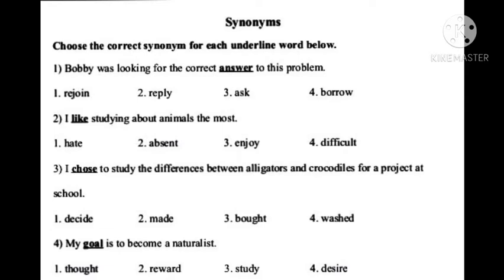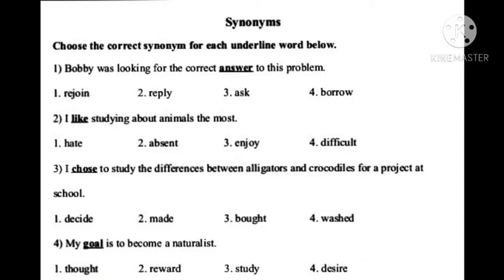I like studying about animals the most. In this sentence, the word like, is it hate, absent, enjoy or difficult? If you observe everything, like studying about animals the most. Like means we enjoy. Reading about animals he likes, that's why he goes on reading, means he is enjoying reading about animals. So we can go for the word enjoy, because hate means the opposite of like, absent is quite different and difficult is also quite a different word.